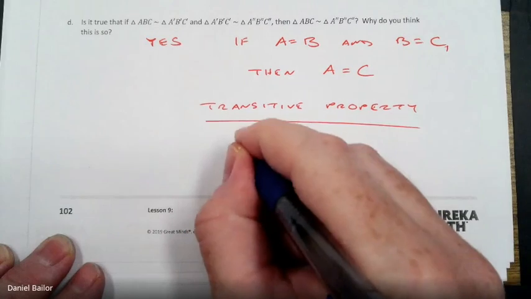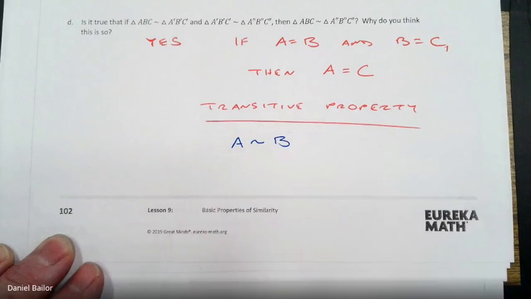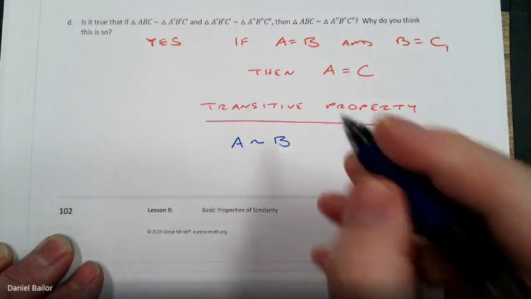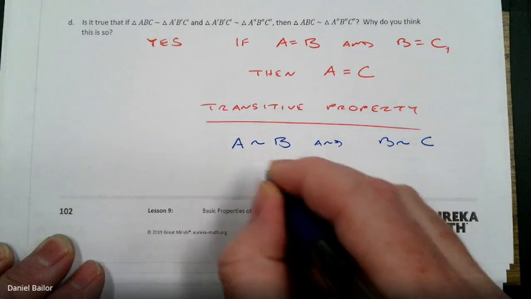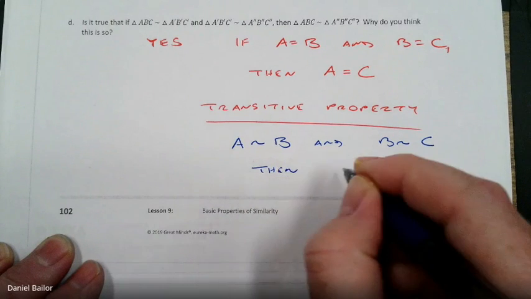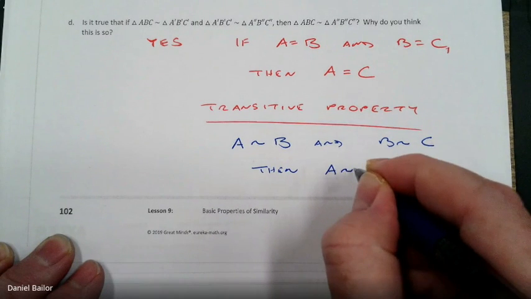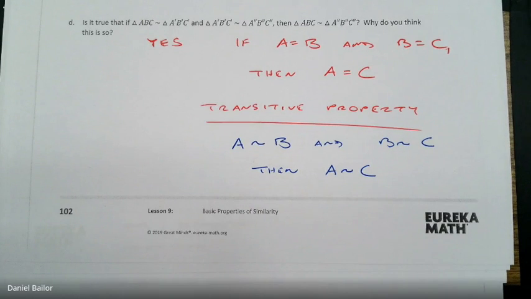So A is similar to B, and B is similar to C, then A is similar to C. Similar is similar is similar. That's all that they wanted you to know today. Similar is similar, does not matter.